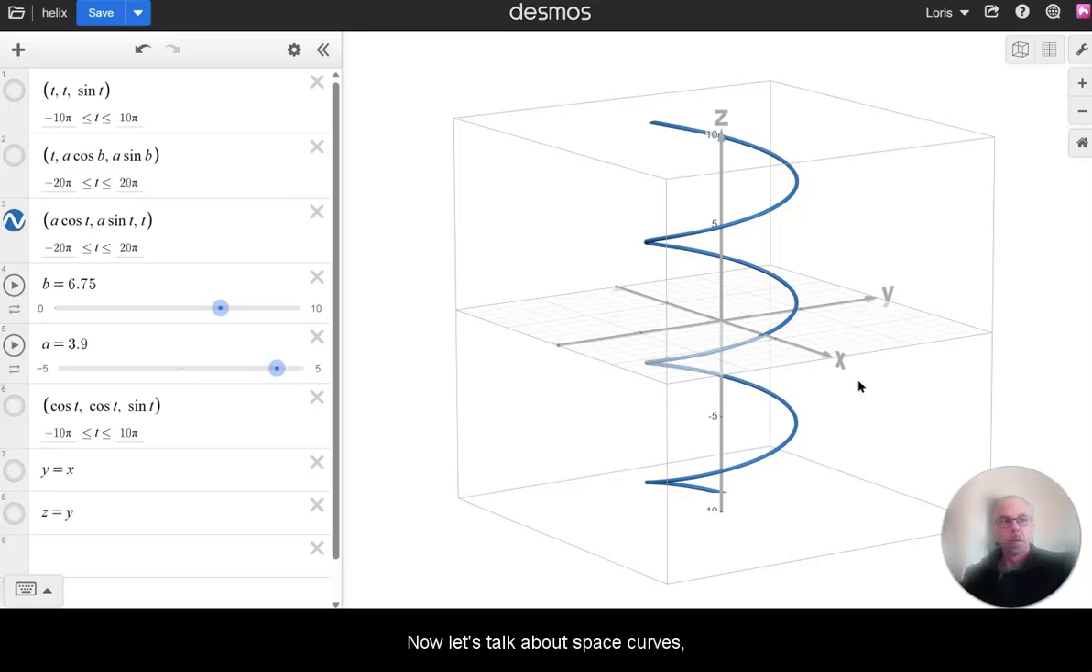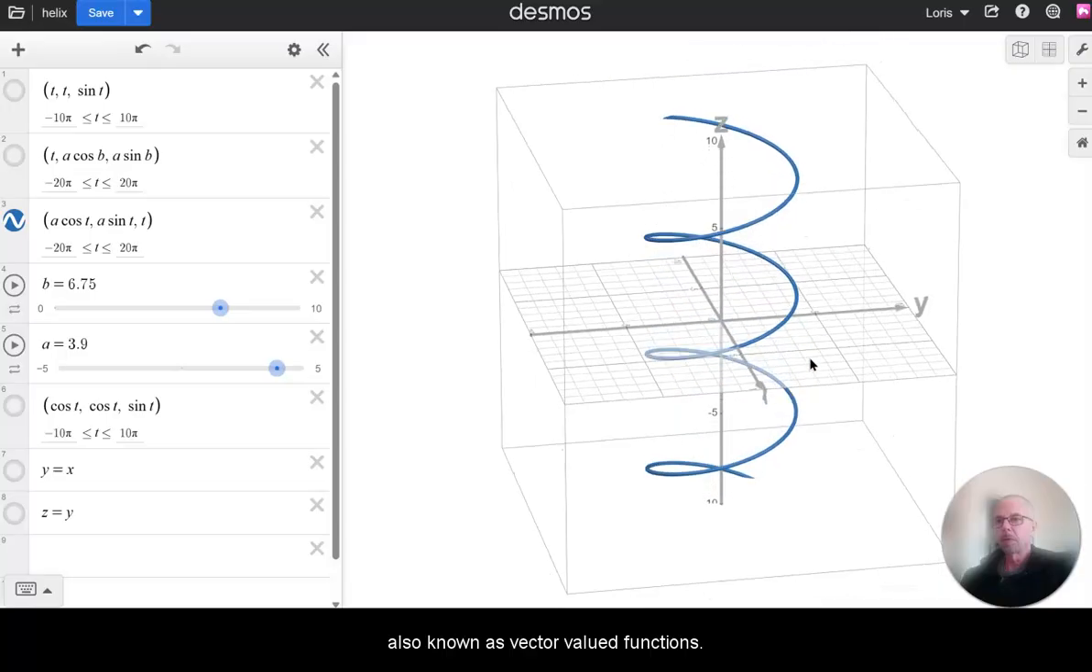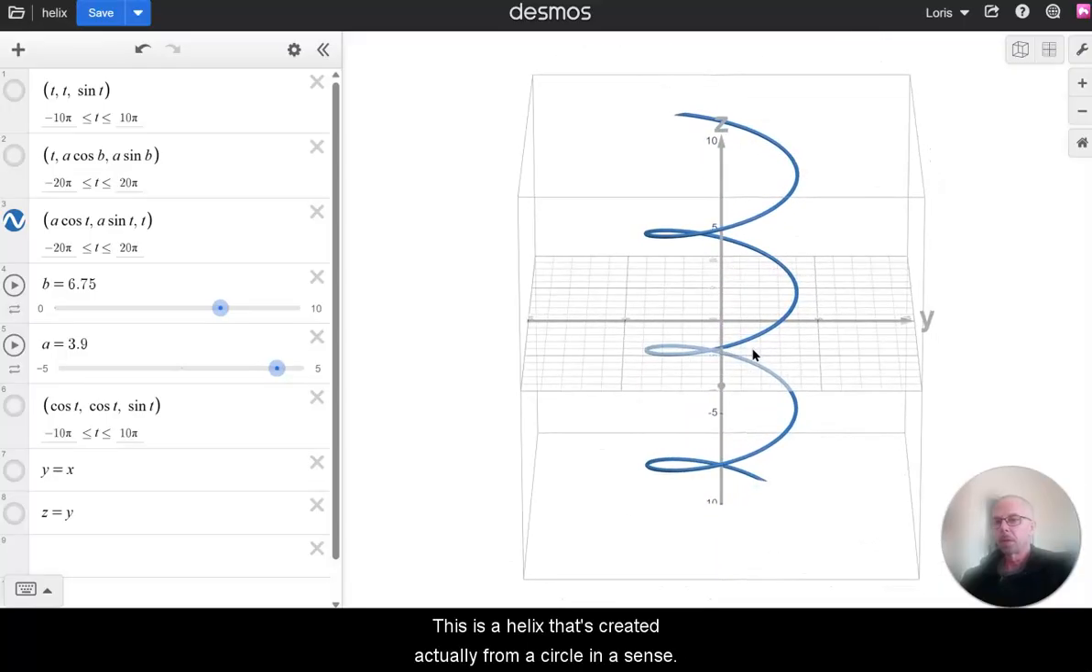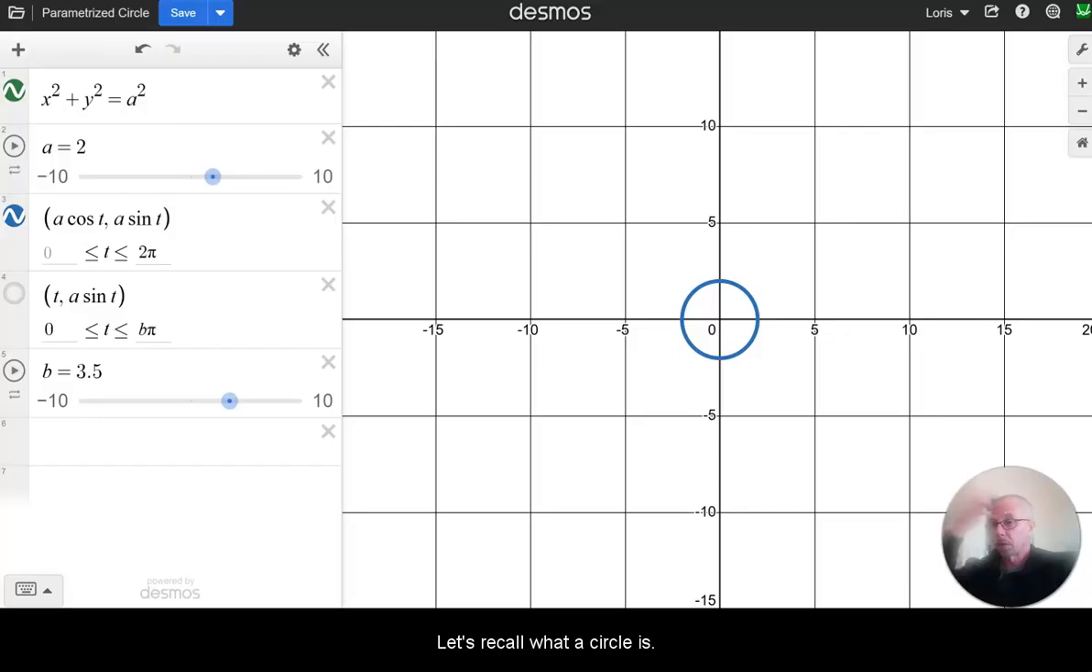Now let's talk about space curves, also known as vector-valued functions. This is a helix that's created actually from a circle, in a sense. Let's recall what a circle is. So here's a circle, x squared plus y squared is a squared.